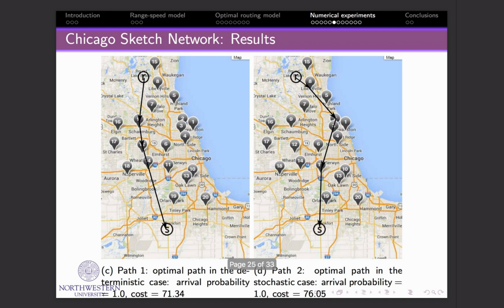And here is a larger case study in the Chicago sketch network. The Chicago sketch network has more than 900 nodes and almost 3,000 links. And we set the range limit as 50 miles, and the trip distance is around 80 miles.